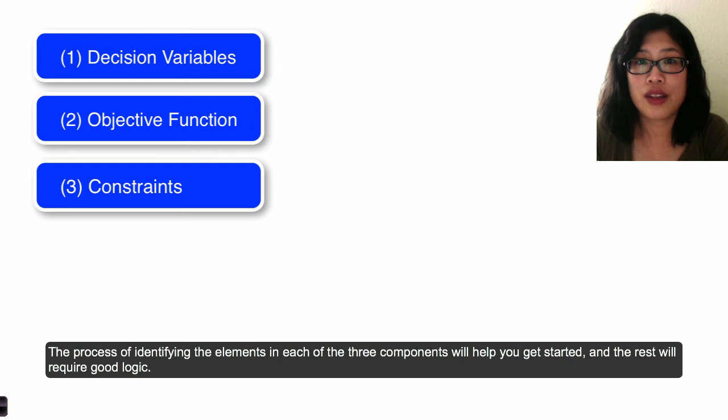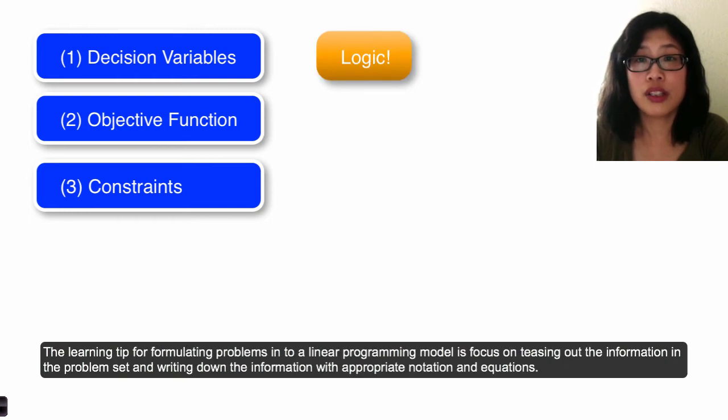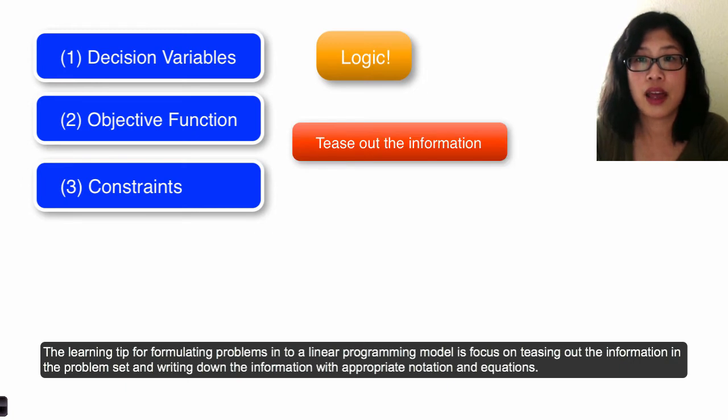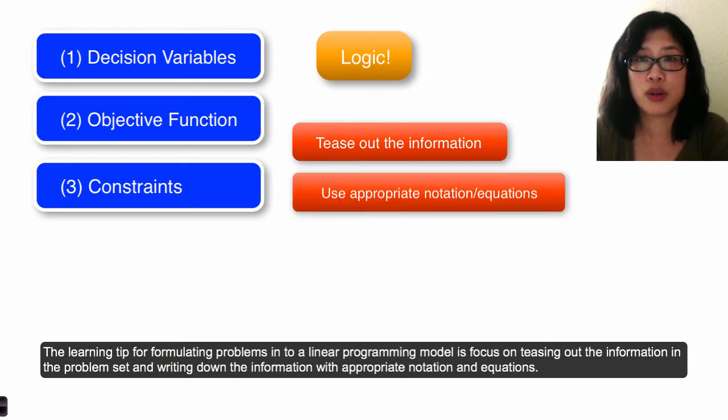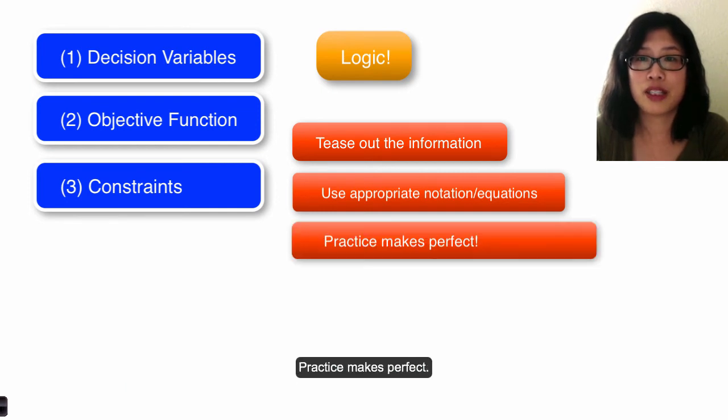The process of identifying the elements in each of the three components will help you get started, and the rest will require good logic. The learning tip for formulating problems into a linear programming model is to focus on teasing out the information in the problem set and writing down the information with appropriate notation and equations. Practice makes perfect.